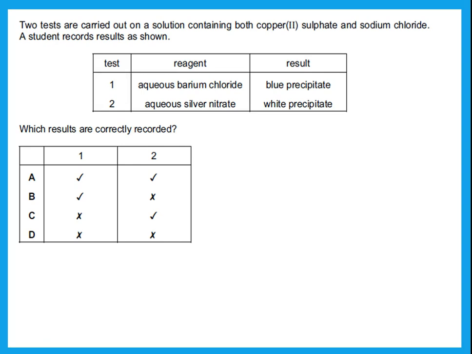Now, the second test says he's adding silver nitrate. And remember again, silver nitrate is test for what? Chloride, bromide, iodide. Now, which one do I have? If you look up there, I have chloride. So, what am I supposed to get with the chloride? I'm supposed to get a white precipitate, so that test is correct. So, test 1 is wrong, but test 2 is correct. Do we understand that?